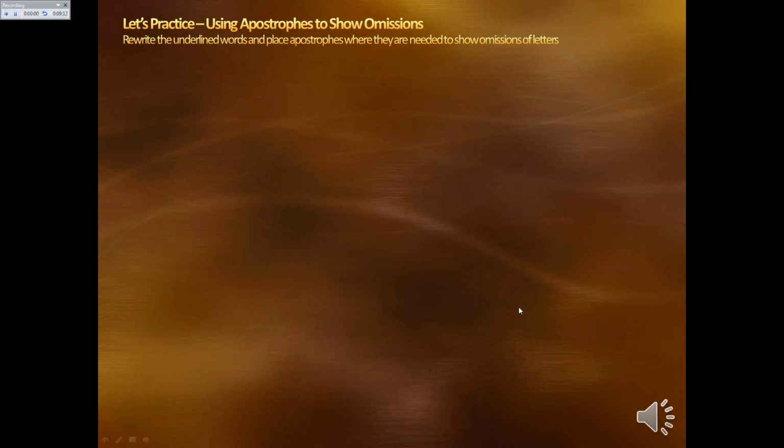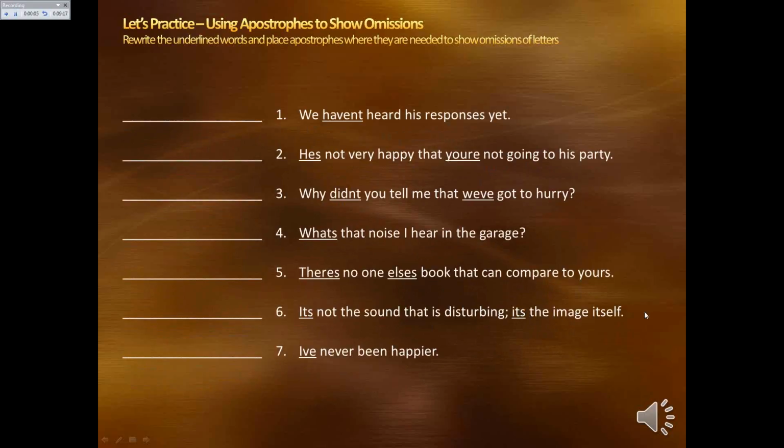We're going to practice using apostrophes to show omissions here. Again, I have the words underlined for you where I want you to put your apostrophe, and you simply decide how that word originally is spelled and where the missing letter is. And wherever that missing letter is, that's where you're going to put the apostrophe. Some of you may never have known that it was actually to show omissions of letters, but that's what the apostrophe does there.